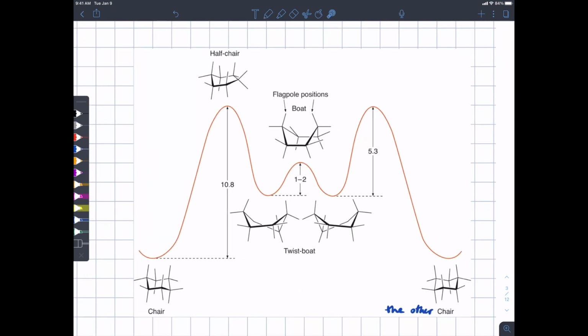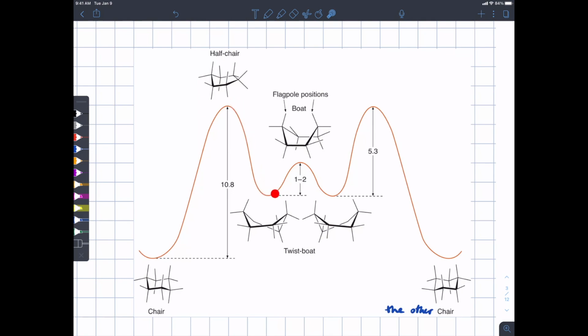So in going from one chair to the other, sometimes undergraduate texts will tell you that you go from one chair to a boat and then to the other chair. Actually, that's not true. When going from one chair to another, you take one of the down carbons and start to move it up a little bit. This is called a half chair because everything else is still sort of a chair except for that carbon. That's a high energy transition state because you can see all of these groups are eclipsed with each other and this bond angle is going to have to be distorted.